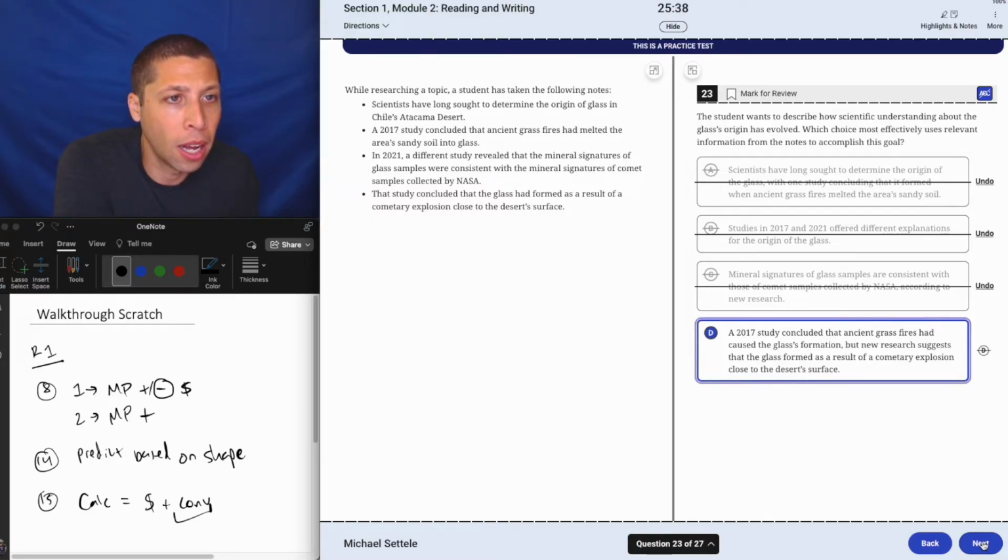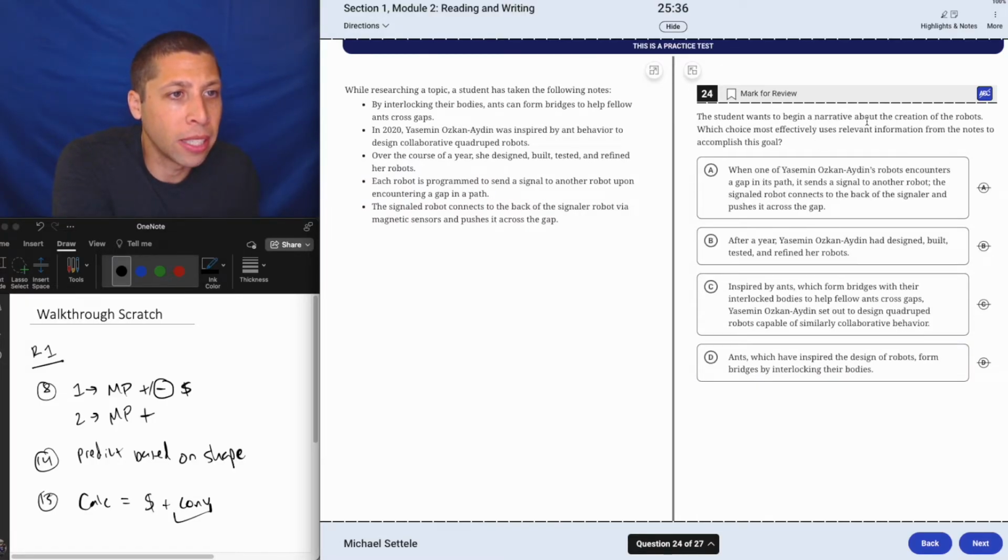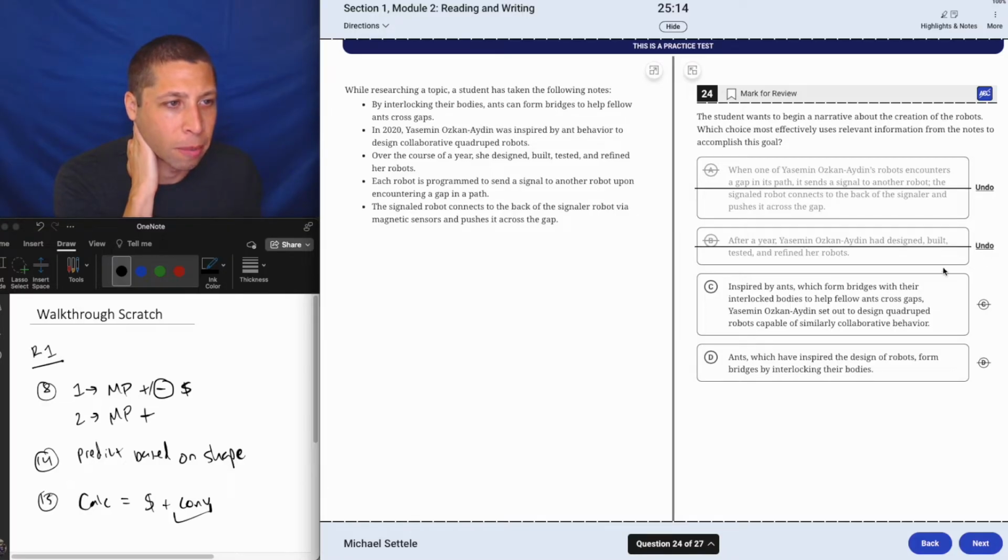Okay, cool. The student wants to begin a narrative about the creation of the robots. What? Okay, begin a narrative about the creation of the robots? When one of Yasmin Okanaden's robots encounters a gap in its path, it sends a signal to another robot. The signaled robot connects to the back of the signaler and pushes it across the gap. Doesn't sound like the beginning of a narrative. After a year, this person designed, built, okay, doesn't sound like a beginning.